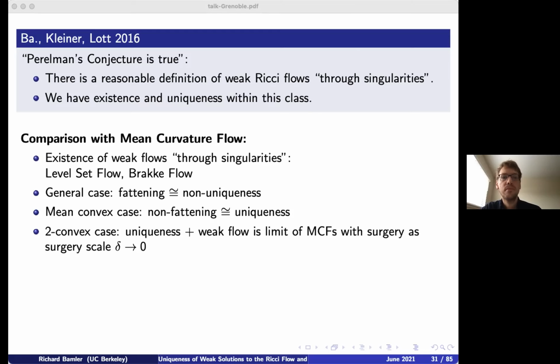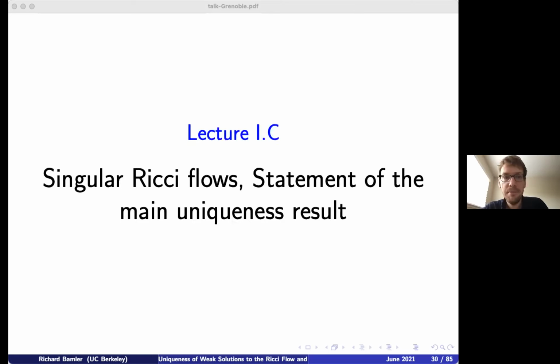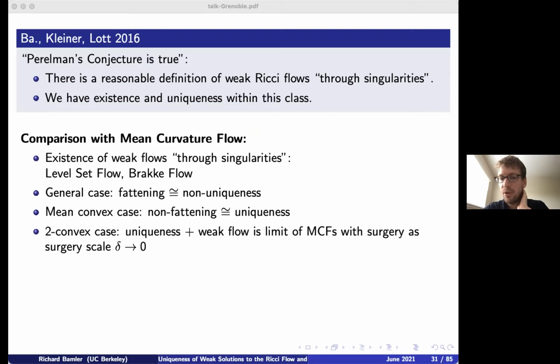You may start whenever you wish. Oh, great, thanks. Well, thank you for coming back. So I'm just going to start where I finished last time. So this was formerly still lecture 1C, and I focused on this resolution of Perelman's conjecture question, that there's some reasonable definition of a weak Ricci flow through singularities, and that we have existence and uniqueness within this class.